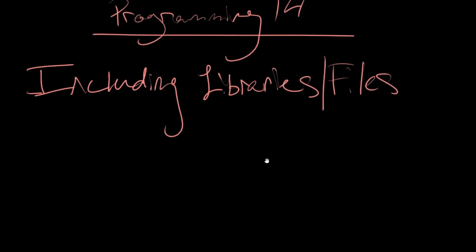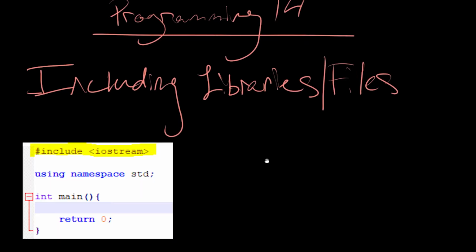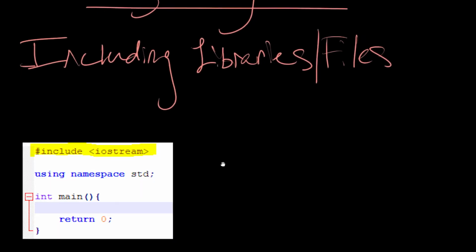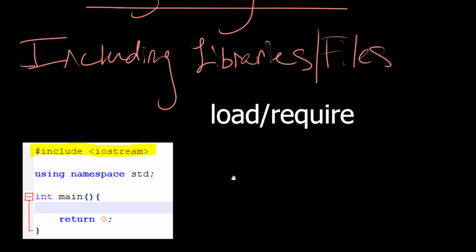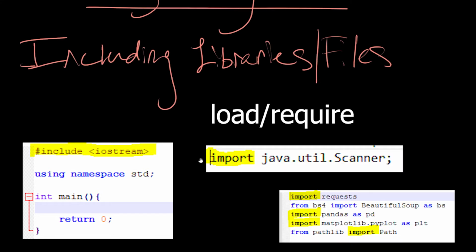For the different syntax, in C++ and C we use pound include, and then whatever library or file name we're trying to get. For Ruby we use the words load and require. For Java and Python we use the word import. So it's going to be a little different, but the idea is still the same. We want to use code that's already existing and use it in our own code.